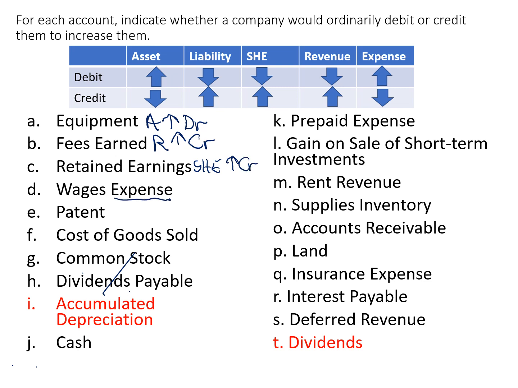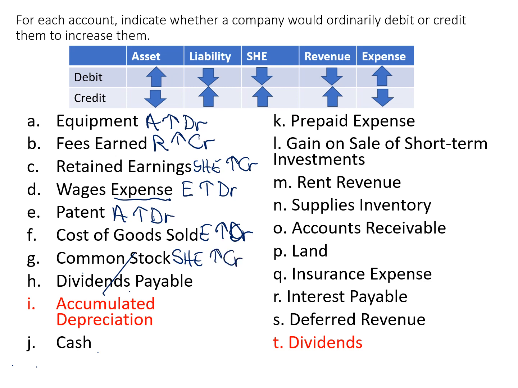Wages expense is an expense, so it's increased by a debit. Patent is an asset, so it's increased by a debit. Cost of goods sold is an expense, so it's increased by a debit. Boy, I better make sure that says D. Common stock is shareholders' equity, so it's increased by a credit.